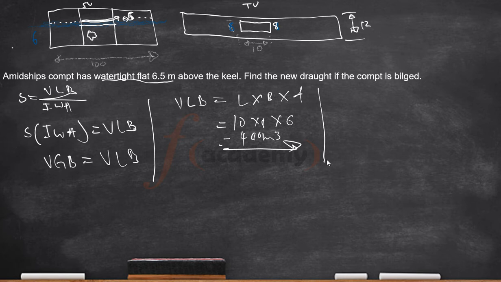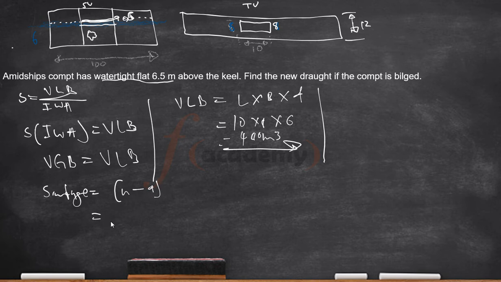The question that we had was, are we going to sink till we reach the watertight flat compartment? To find that, we're just going to find our sinkage. For us to reach a draft of 6.5, that means we have sunk what? To get sinkage, it's going to be equal to height of watertight flat compartment minus draft.